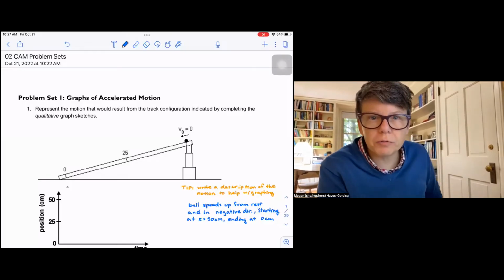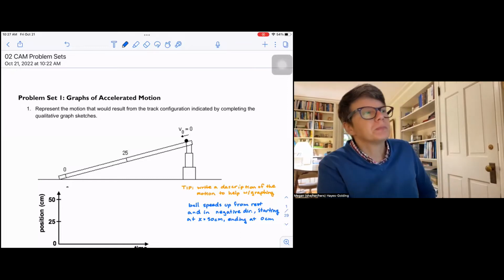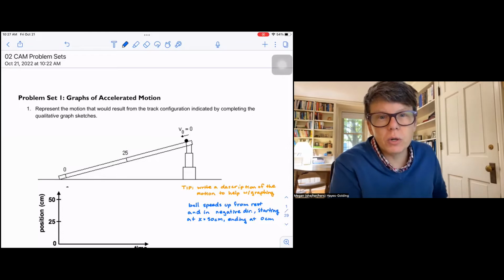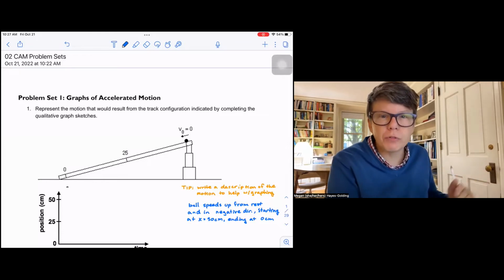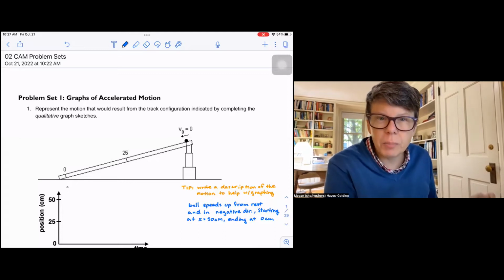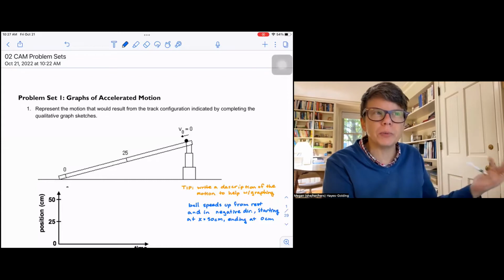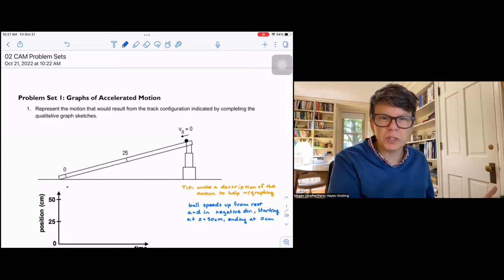Here's a walkthrough of problem set 1 from constant acceleration motion. My advice to you on all of these is to begin with a verbal description of the situation. So here we have a ball rolling down a ramp, and the whole way down the ramp, it's going to speed up. We should be able to recognize that just from our experience in the world.